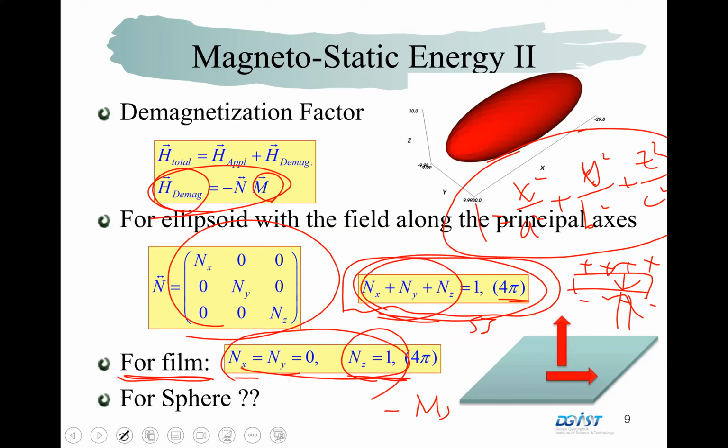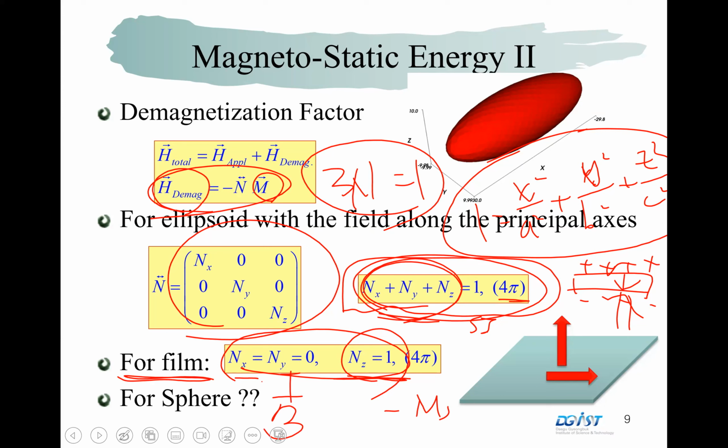Here, I'm going to ask one question. How about the sphere? What can be the demagnetizing factor for the sphere? Just imagine the Nx, Ny, and Nz for the sphere. Are they different? Can you distinguish x, y, and z? They must be the same. So when we sum up the same number three times, we get 3N, and this must be 1. So you can obtain that the demagnetizing factor of the sphere is just 1/3.